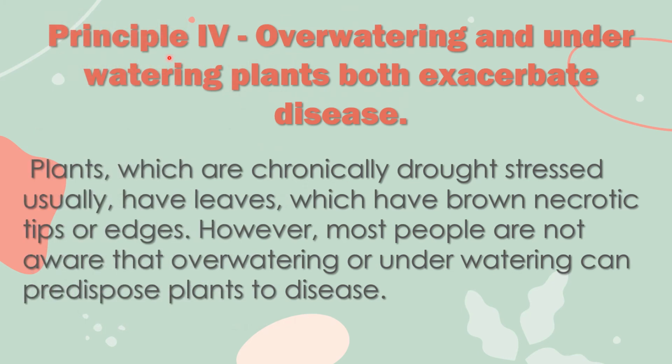Next, principle 4. Overwatering and underwatering plants both exacerbate disease. Plants which are chronically drought stressed usually have leaves which have brown necrotic tips or edges. However, most people are not aware that overwatering or underwatering can predispose plants to disease. Predisposition is the environmental modification of plant resistance, making the plant more susceptible to disease.